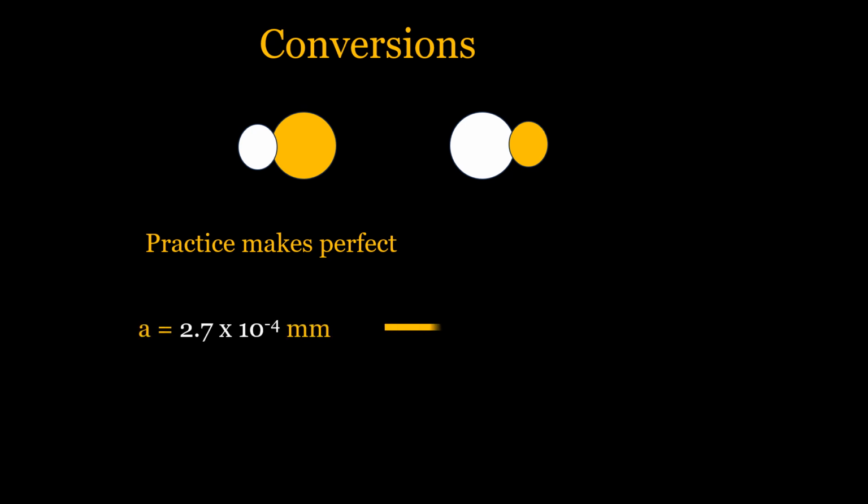Just by practicing, you will be fast in that seemingly long process too. When doing it without a calculator, first replace the symbol of a unit to be changed with its value, then solve the number part. For example, a number A equals 2.7 into 10 raised to power minus 4 millimeter, and it is needed to be expressed in meters only.